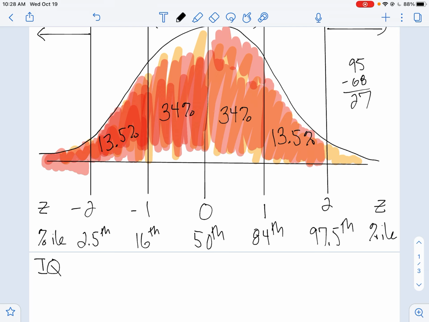And I know, based on my research, which I am double-checking on my cell phone right now, not going to lie, the average IQ is 100. The standard deviation is 15. And it is a normal distribution. You can look it up.